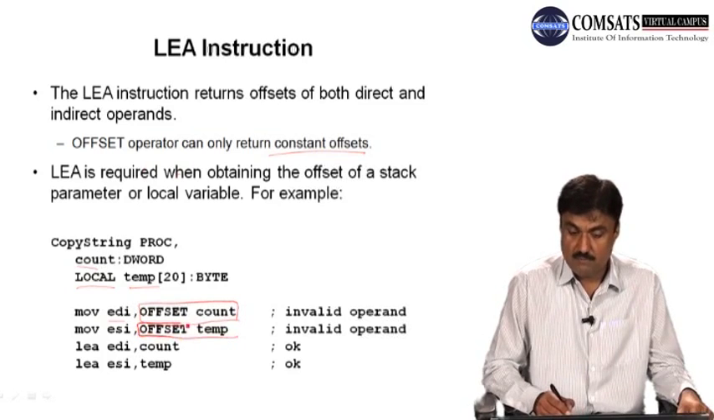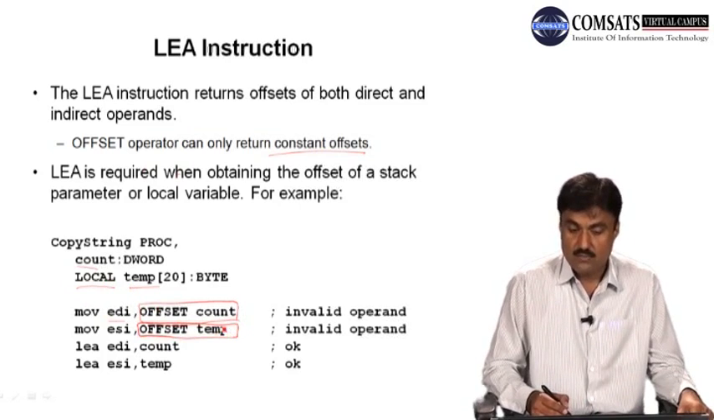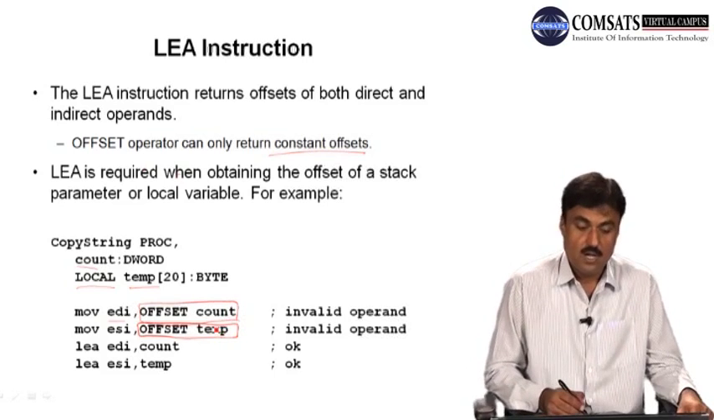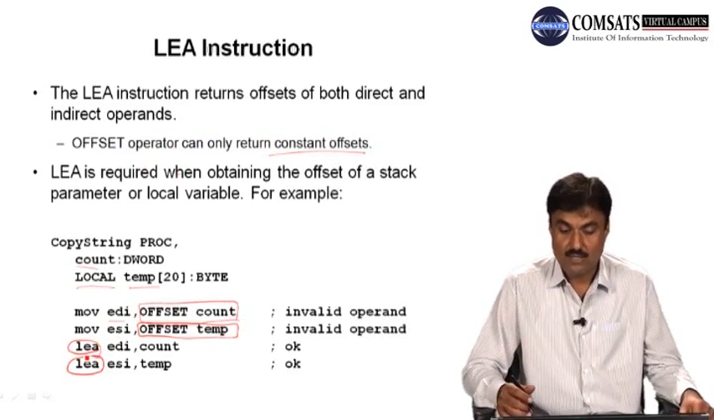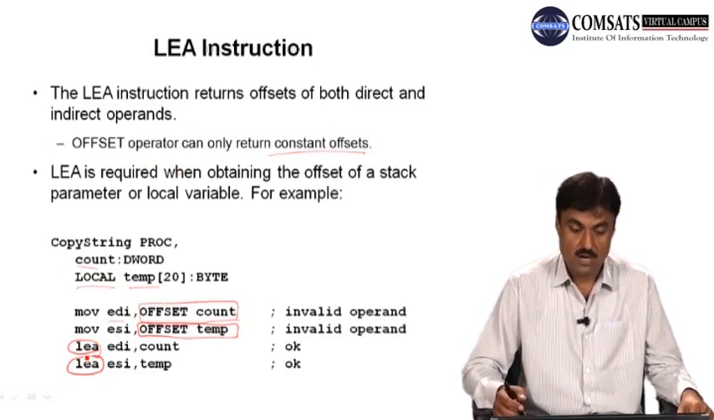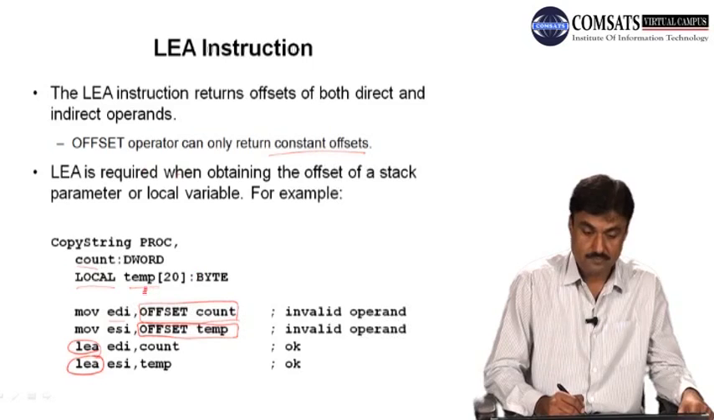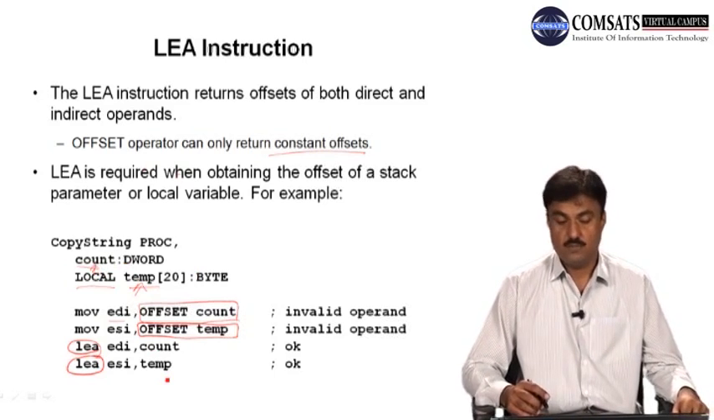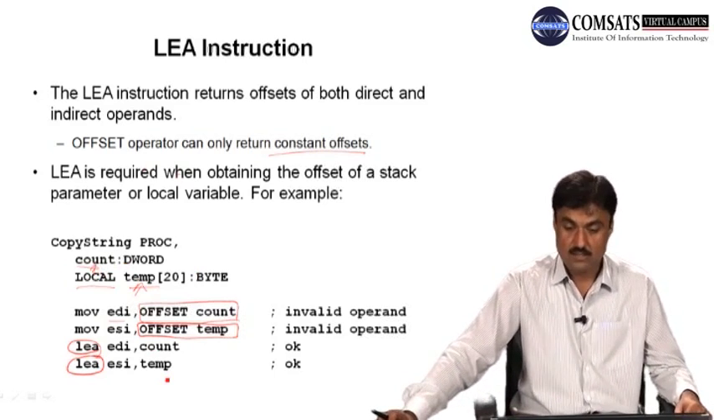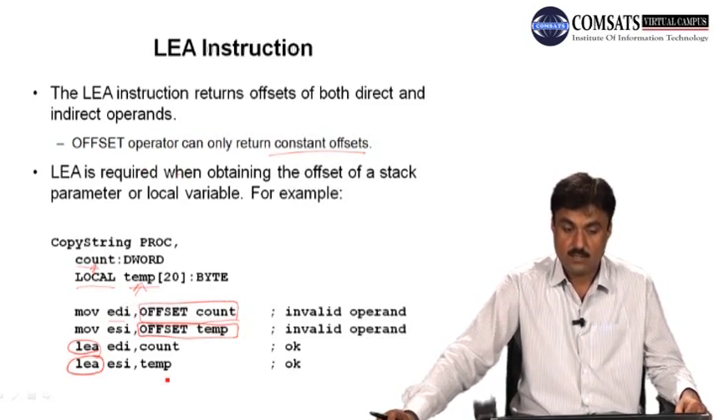If you use offset temp or whatsoever the value is, you will get the wrong answer or invalid operand. So LEA will give you the effective address of this count or temp and so on. So temp has the address also, count has also the address. So instead of using offset, you must use the load effective address. That will return the offset of both direct and indirect operands.